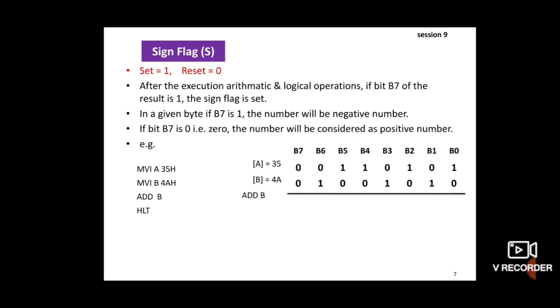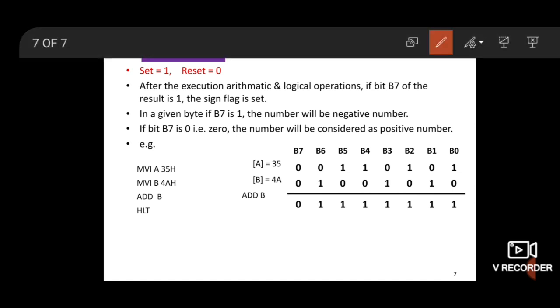Now see here, 1 plus 0 is 1. 0 plus 1 is 1. 1 plus 0 is 1. 0 plus 1 is 1. 1 plus 0 is 1. 1 plus 0 is 1. And 0 plus 1 is 1. And 0 plus 0 is 0. See here, at bit B7 position, does it become 0 or 1?